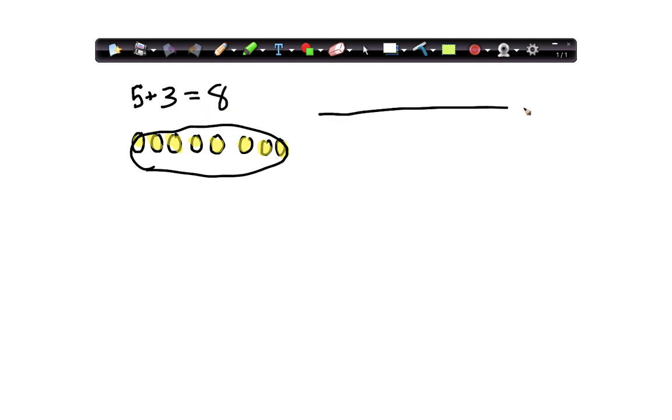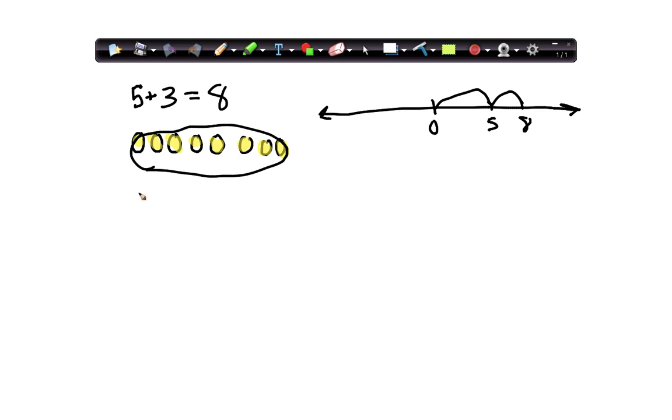And another way we could think about it is with a number line. So if we started at 0 and we went to 5 on the number line, and plus means we go to the right and it's positive, and we go 3 more, we'd end at 8.